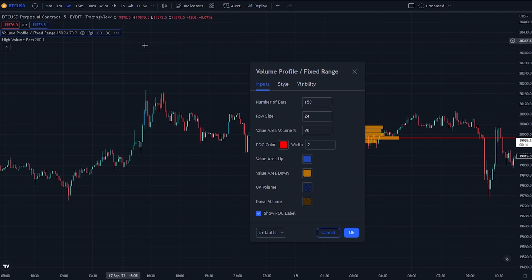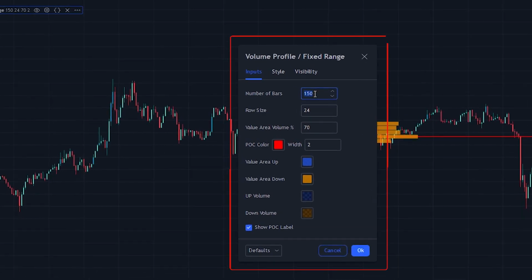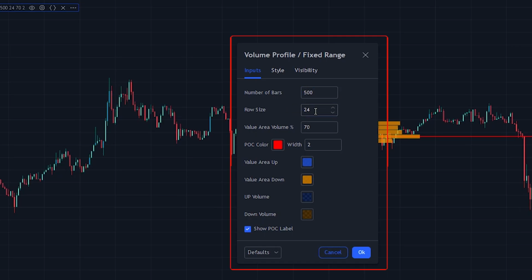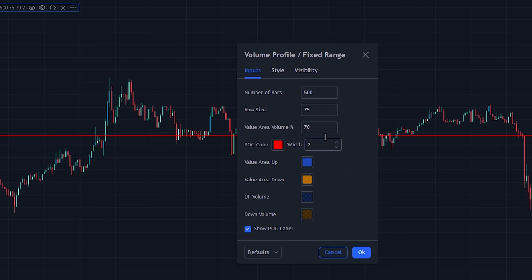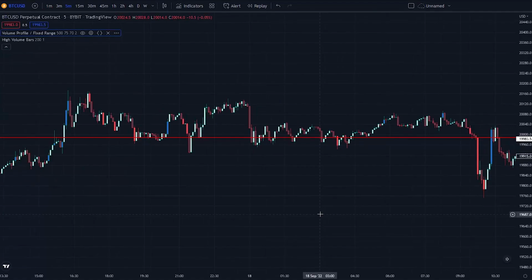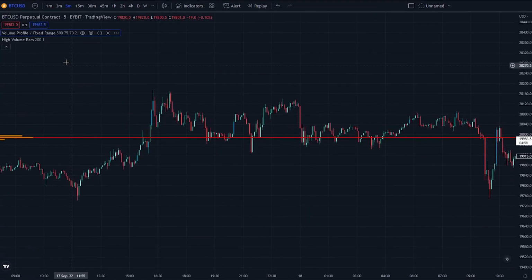First, head over to the Volume Profile settings and go to the Input tab. Now change the number of bars to 500. After that, change the row size to 75. We will keep the style settings the same, so that was all that we needed to change in regards to the indicator settings, since we won't be changing the High Volume Bars indicator's settings.